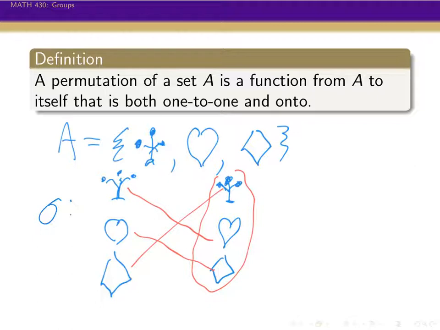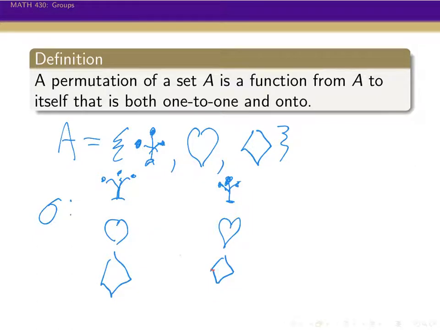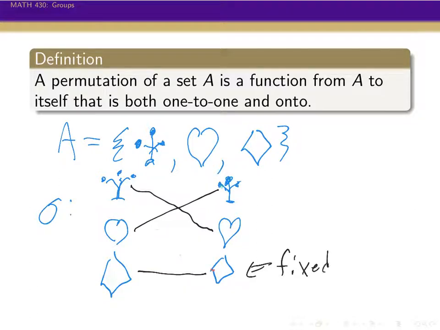And so we can come up with a whole bunch of different ones. We could have a permutation where everything gets sent to itself. This would be the identity permutation, because it doesn't change where anything goes. We could have a permutation where club gets sent to heart, and heart gets sent to club, and diamond just stays by itself. So in this, diamond would be what's called a fixed point of the permutation because it didn't change.